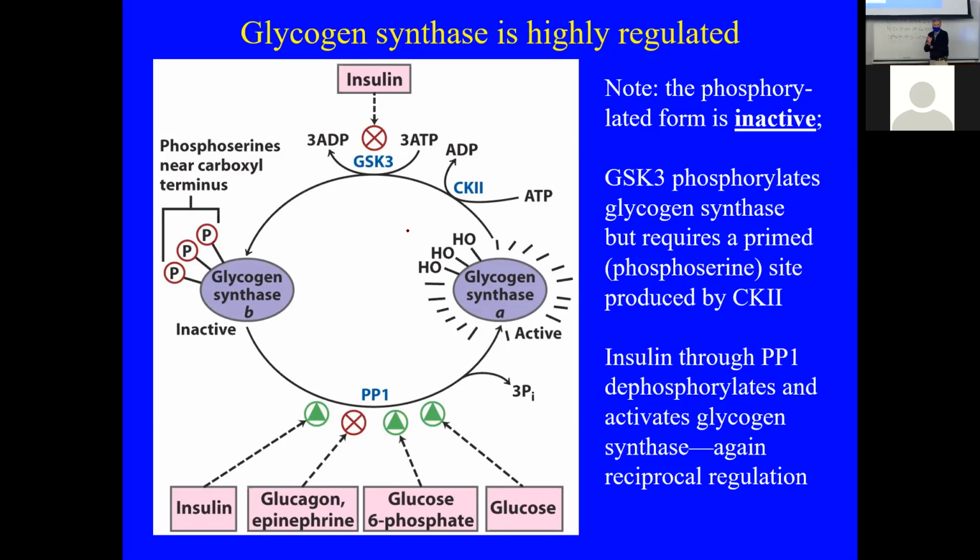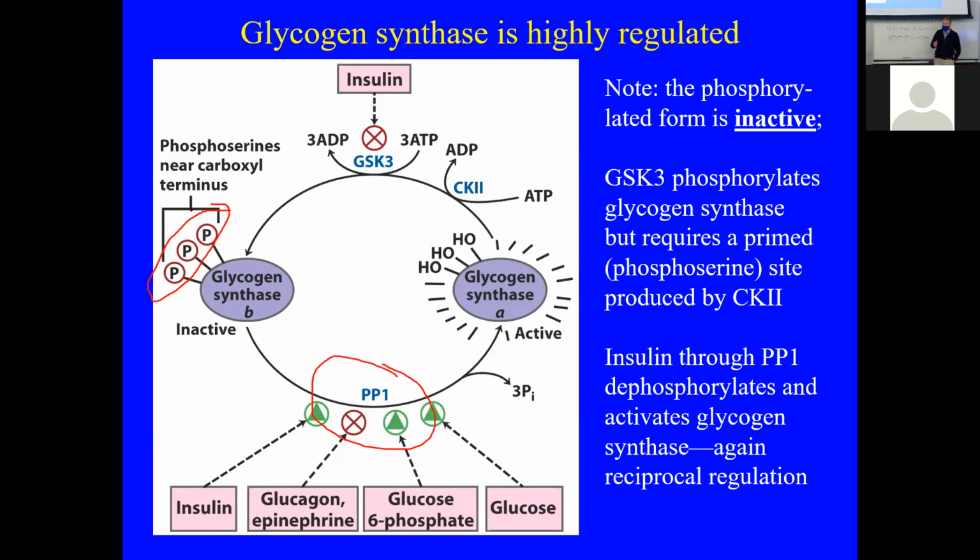So here comes insulin again. It leads to the increased levels of this phosphoprotein phosphatase 1, right here. And what it does is it's going to remove a series of phosphates from glycogen synthase, and that leads to the activation of glycogen synthase, leading to increased production of glycogen. Okay, that part is fairly straightforward.